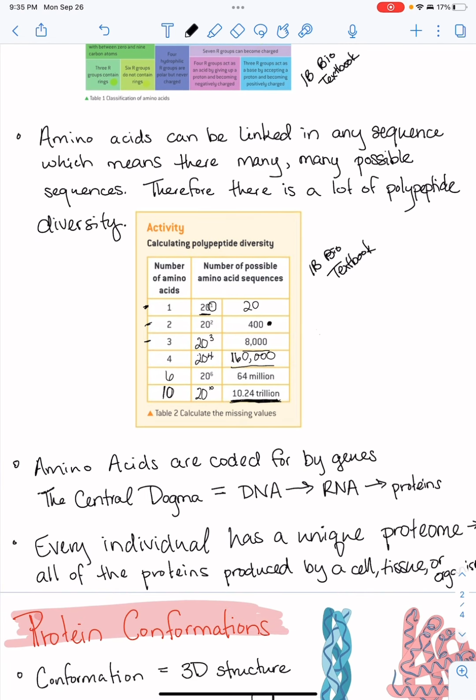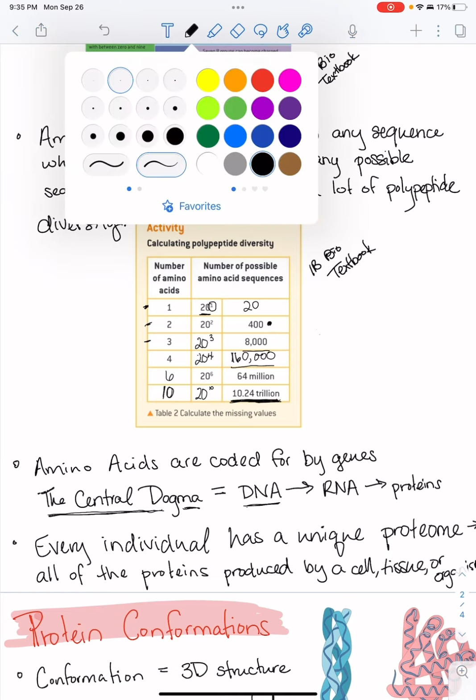Then we need to talk about the central dogma. This is like the be-all, end-all of biology, essentially. So we're all familiar with DNA. We just talked about DNA. So DNA is transcribed. I'm going to write this in a different color.